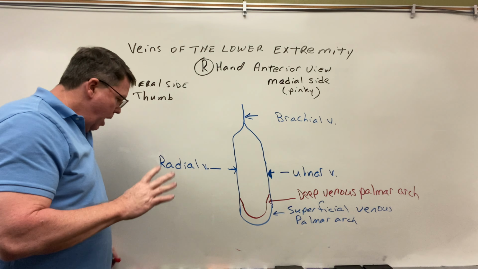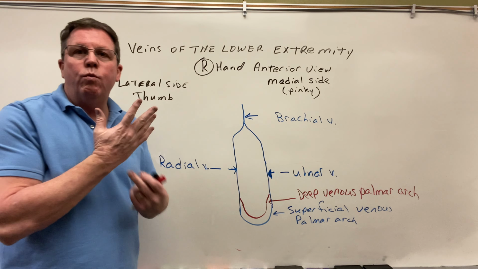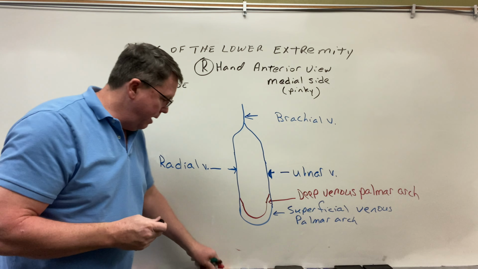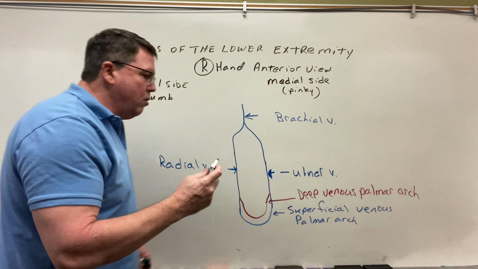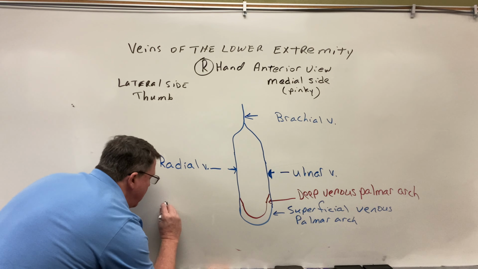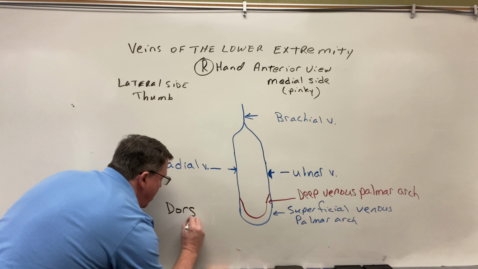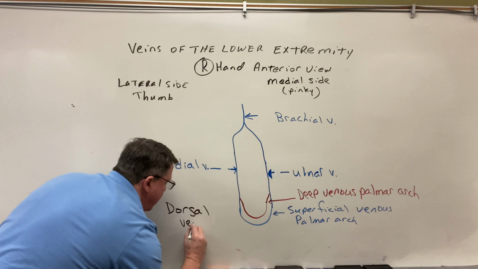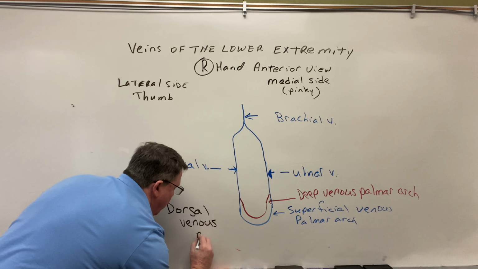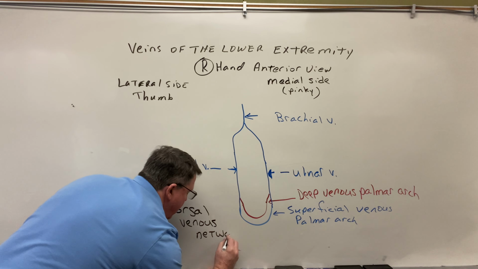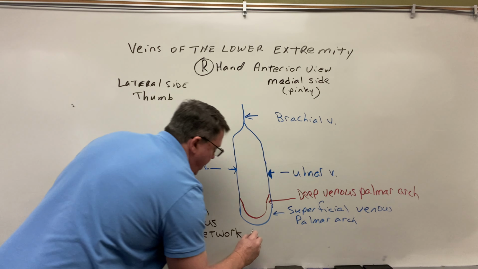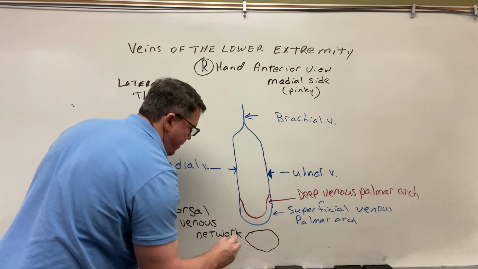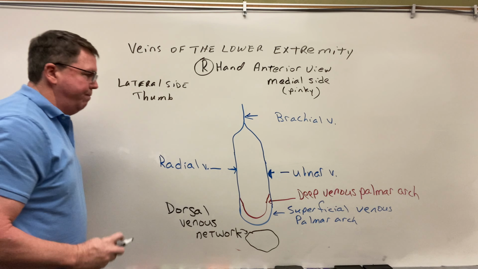Now, on the back of the hand, we actually have something else, which is going to be made up of several veins, and it's going to be called my dorsal venous network. Okay, and I'm just going to draw it kind of like this right here. Okay, so there's my dorsal venous network.